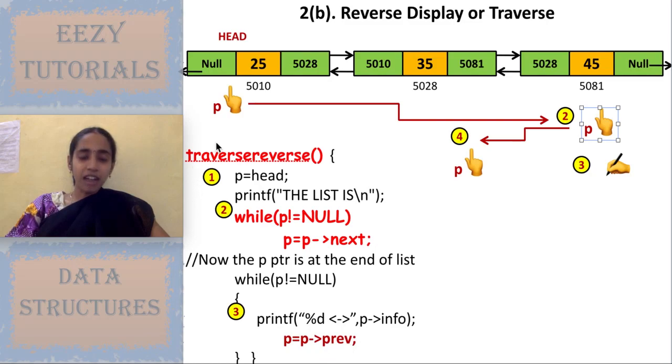So for traversing in the reverse direction, first you are starting with P is equal to head, then you are moving P to the last node. For that, this code you are writing: while P is not equal to null, P is equal to P of next. Now P is pointing to the last node. Now you are printing the value, you are moving P to the previous, you are doing this again and again. So you are using a while loop. While P is not equal to null, print %d P arrow info, P is equal to P of previous. So this is display or traverse in the reverse direction.